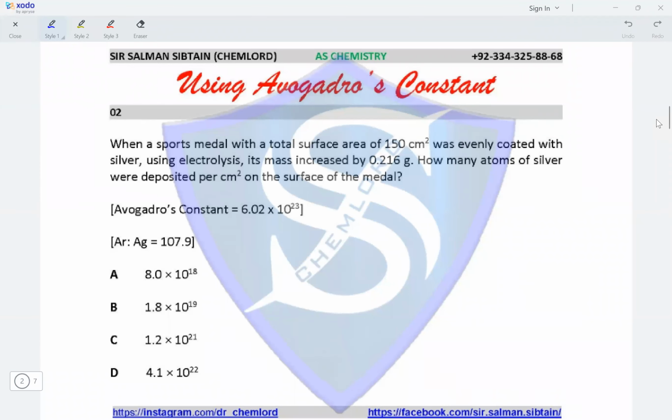Question 2. When a sports medal with a total surface area of 150 centimeters square was evenly coated with silver using electrolysis, its mass increased by 0.216 grams. How many atoms of silver were deposited per centimeter square on the surface of the medal? So the first thing we need to do is find out the number of moles of silver deposited. So that would be the mass of silver, which is 0.216 grams divided by its AR value, which is 107.9. This gives us a value of 0.002 moles.